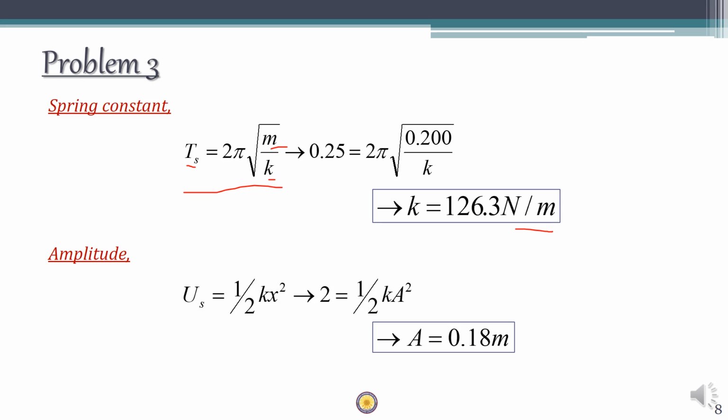Also, the total energy is given as 2 joules. We have the expression for total energy. It is either half into k into amplitude square, or half into m into v0 square. Here we are required to find out the amplitude, so we can use total energy is equal to half into k into amplitude square. Amplitude is unknown, total energy is given as 2 joules, and k is what we found out here. Substituting these values, we get a is equal to 0.18 meters.